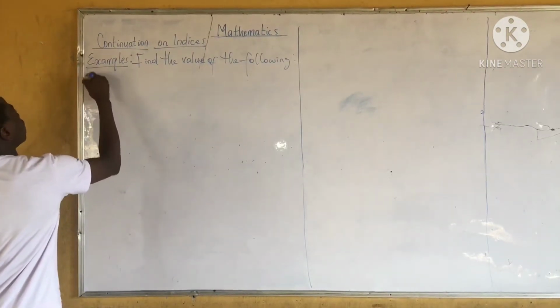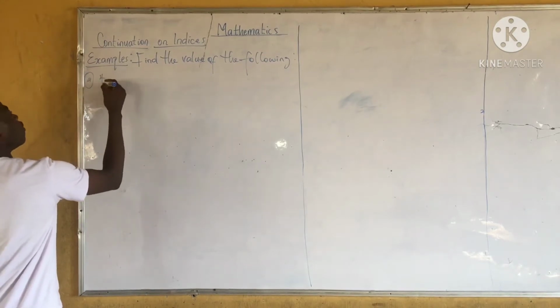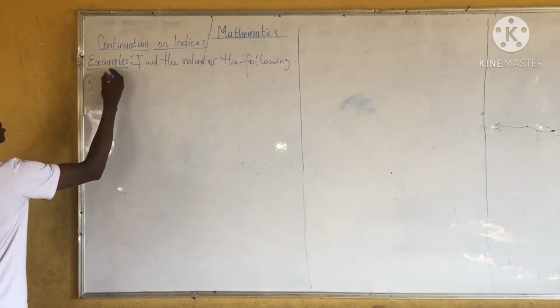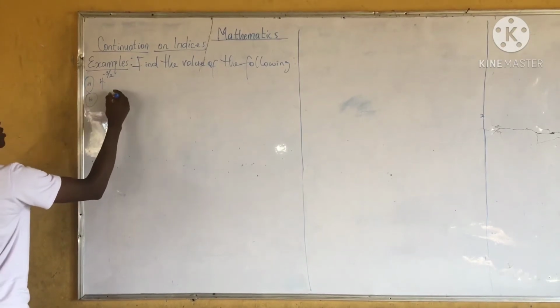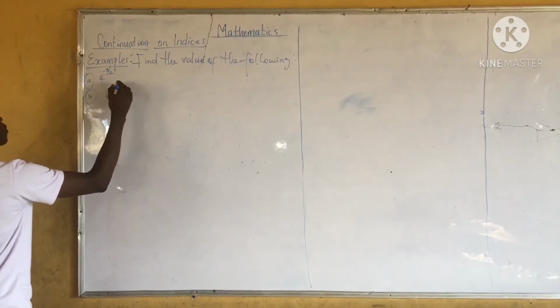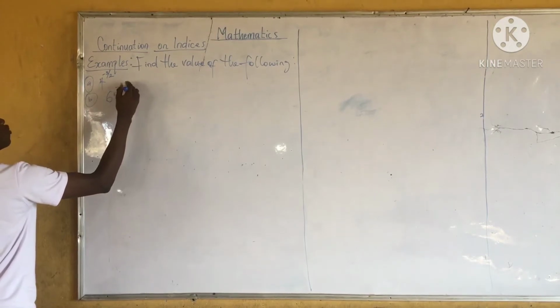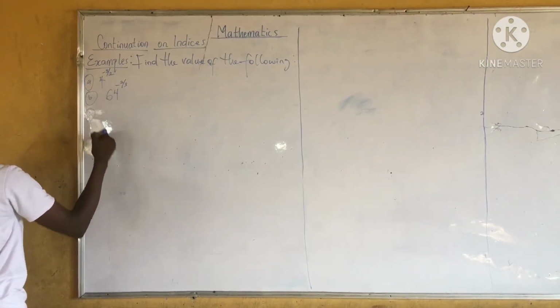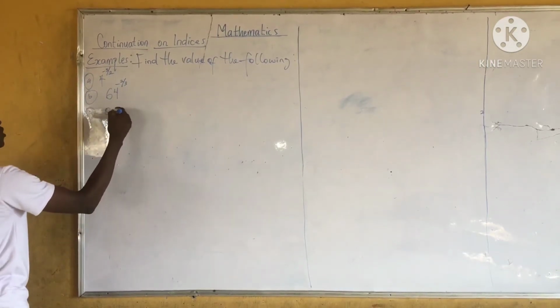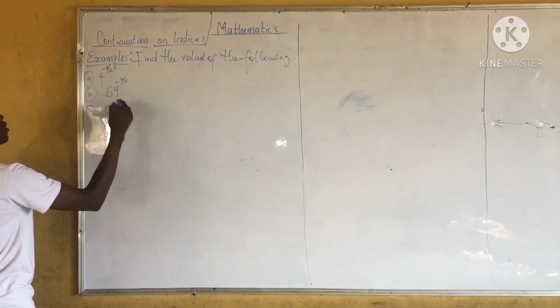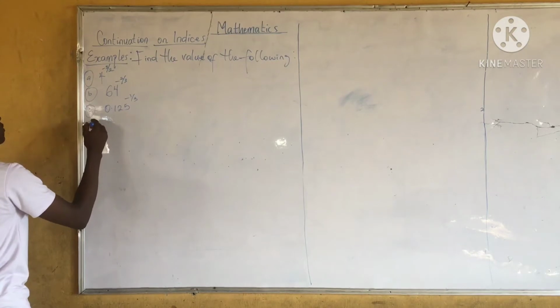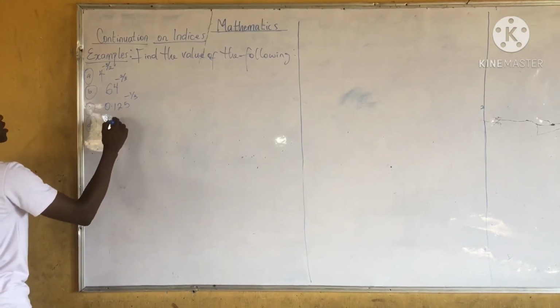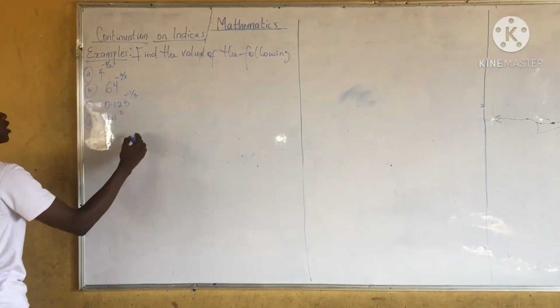A. If you have to find the value of 4 raised to power minus 3 over 2. B. If you have to find 64 raised to power minus 2 over 3. Then C. If you have to find the value of 0.125 raised to power minus 1 over 3. D. If you have to find the value of 14 raised to power 0. Now the solution.